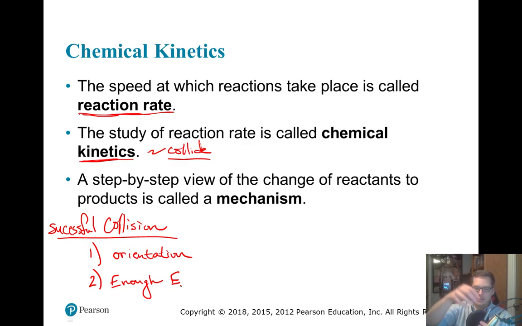If all it does is come in there, even if it's at the right orientation, but it doesn't come in hard enough, it'll just bounce off, right? And so it's kind of a rudimentary example, but that's essentially what we're talking about. So as we move through the next couple of slides, really what we're talking about is what can we do to increase the number of successful collisions, okay? These collisions are occurring all the time. We've talked about the kinetic molecular theory and how we can take that theory to represent the movements of chemicals and gases and solids and liquids and so on and so forth.